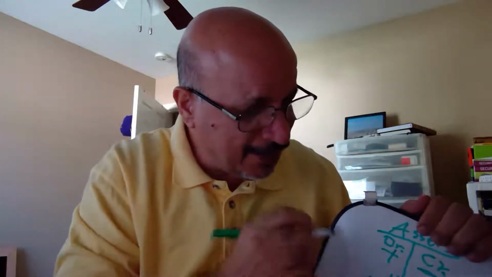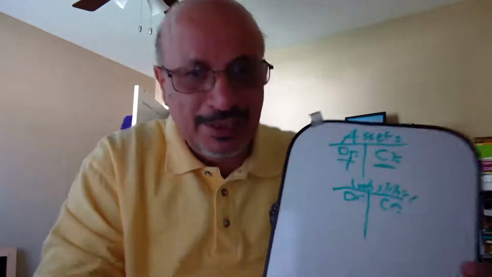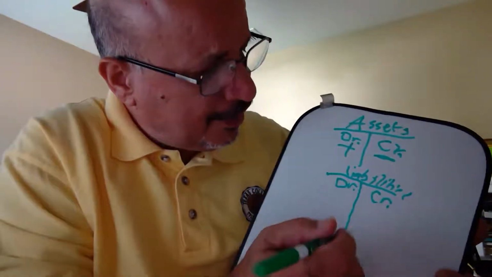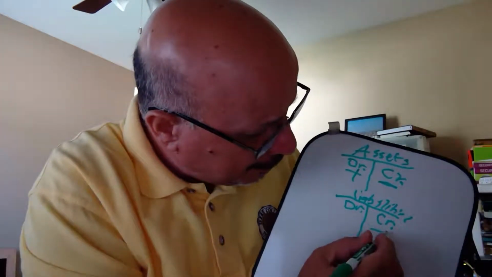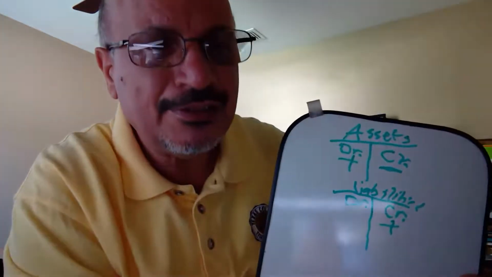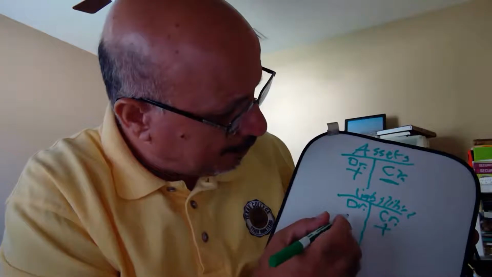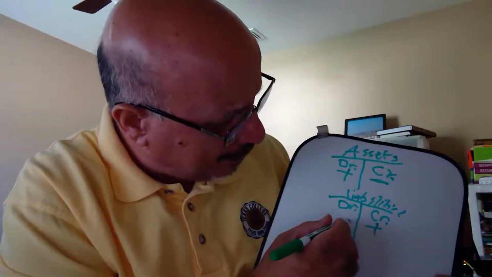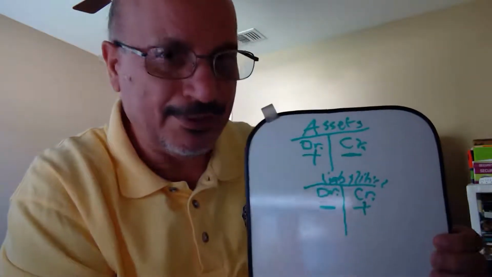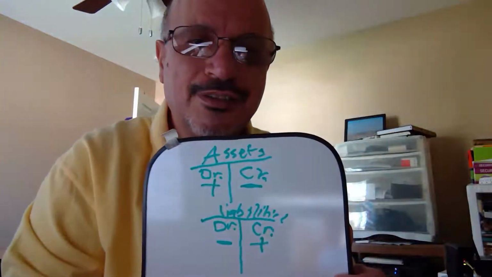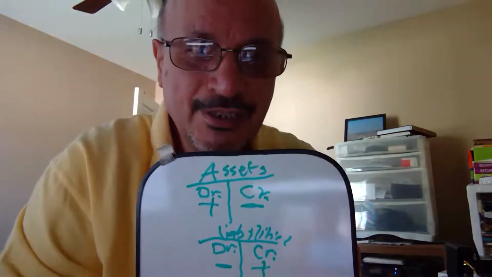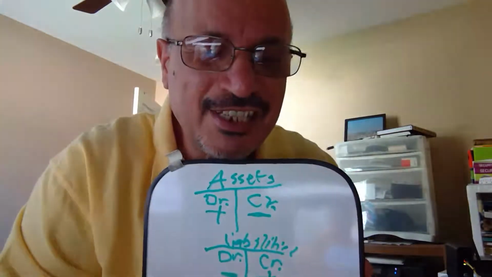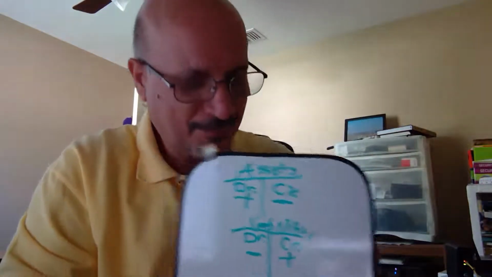Anything payable. When liabilities increase is the opposite of assets. When liabilities increase, they are credited. When they decrease, they are debited. All right? When they decrease, they are debited, and when they increase, they are credited. All right.